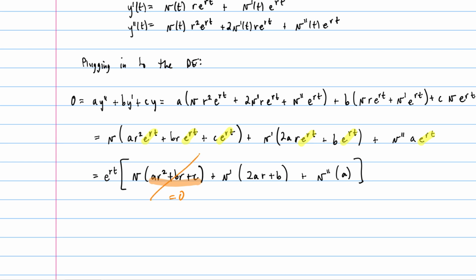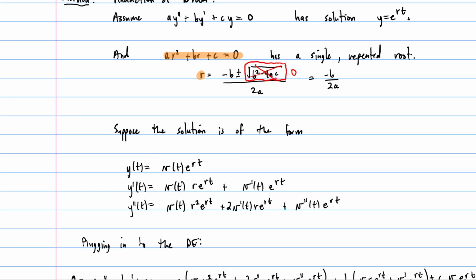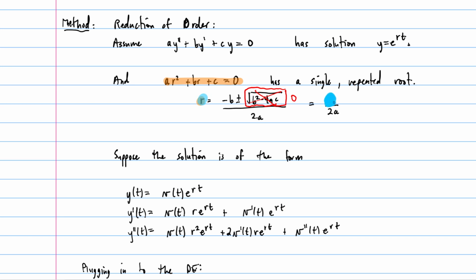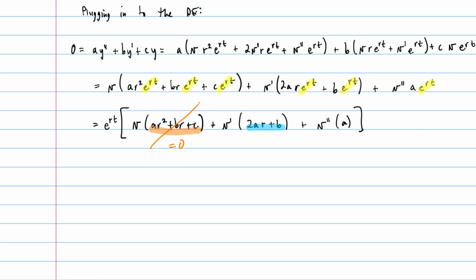All right, what about the next one? Well, this one, 2ar plus b. For that one, we can use the other form of our r. We know that r is equal to negative b over 2a. So let's plug in. This one's going to be 2 times a times r, but r was negative b over 2a, plus b. The 2a's cancel. This is negative b plus b, so this one's also 0, so that one's also gone. And what we're left with now is just this term.